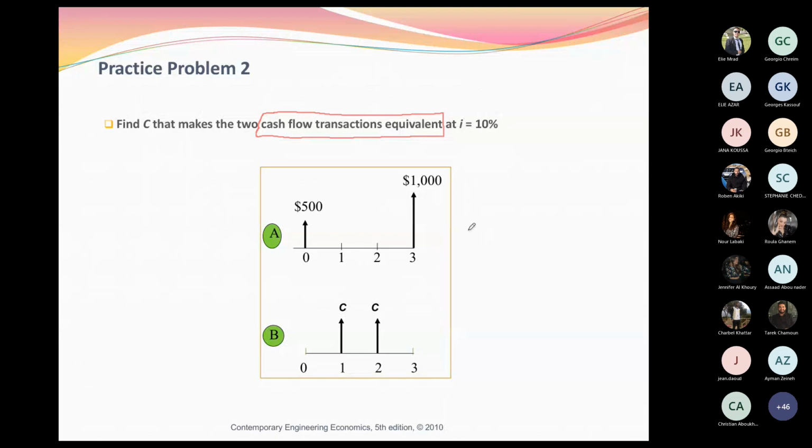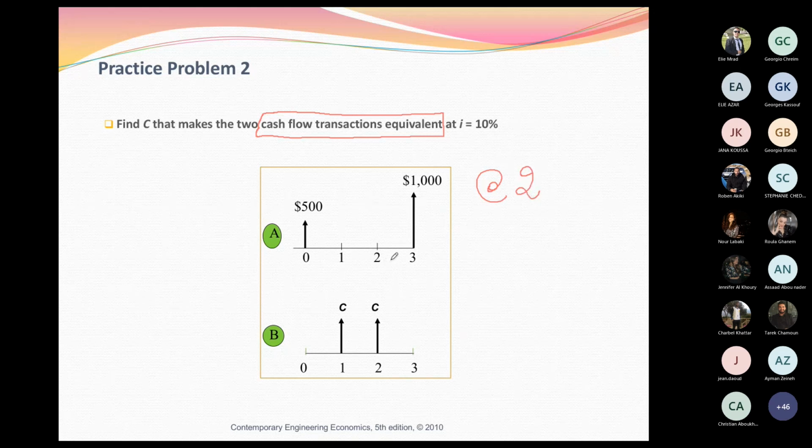Excellent. So our first step is to choose a common point in time. It might be 0, it might be 3, it might be 1, 2, any point in time. Little by little, with experience, you will learn how to choose a point in time that simplifies your calculation. Okay, so let's try to work at 2 here.